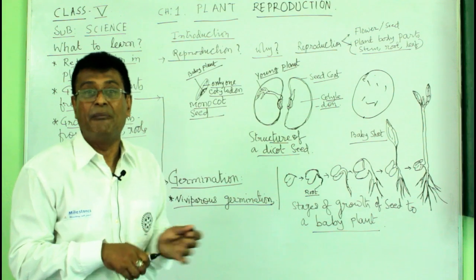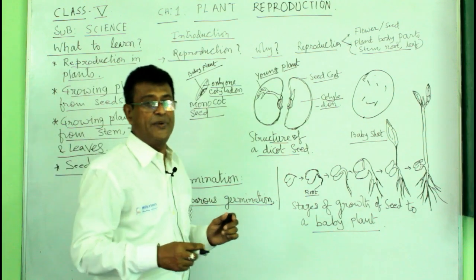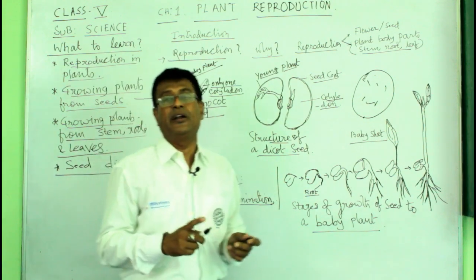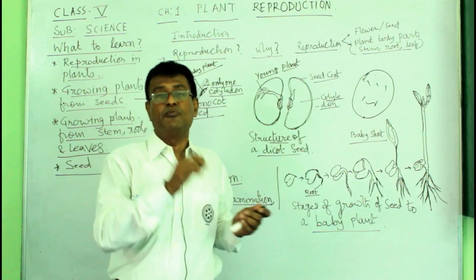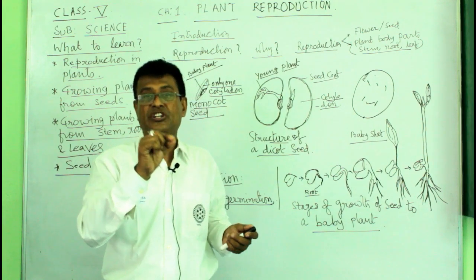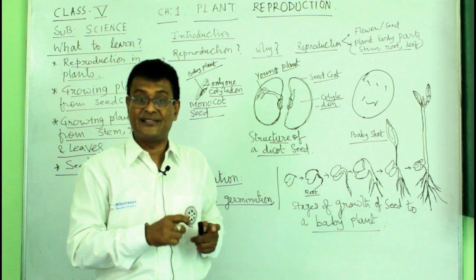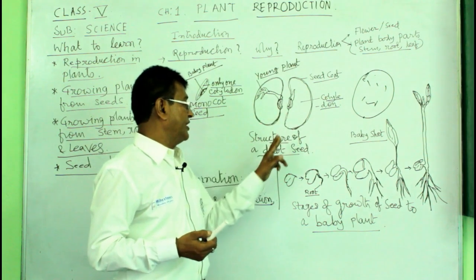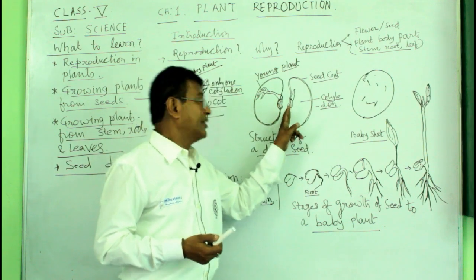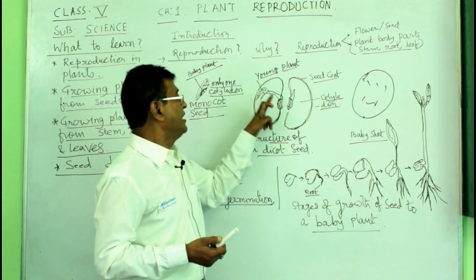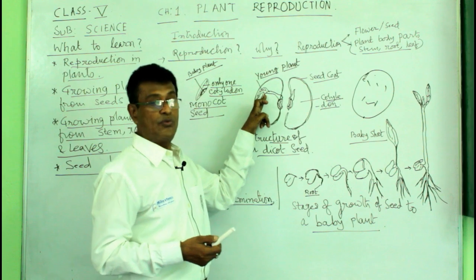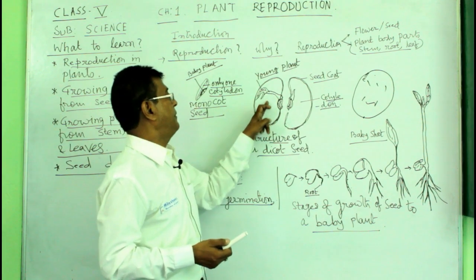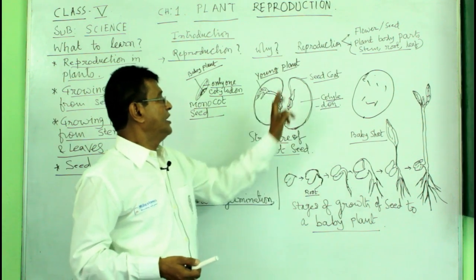What is known as micropyle? Children, you might not be remembering it. Just remember that it is the small hole for respiration, the exchange of gases. Now, there are two cotyledons. They are the reserve food materials. Then there was a green lump, and after that the baby plant comes out, which is known as the young plant.